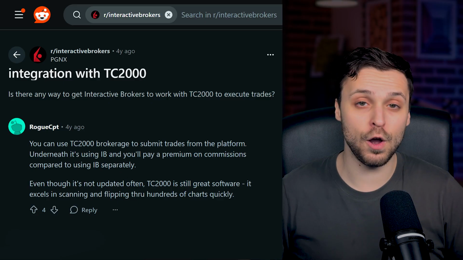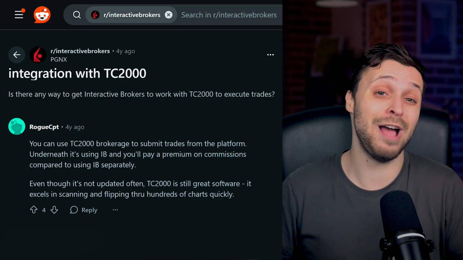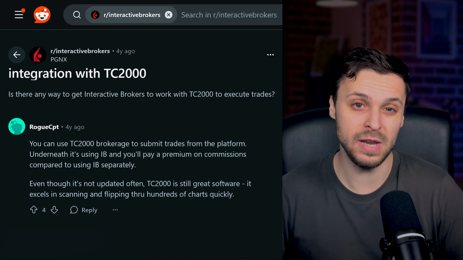This seamless flow from scanning a setup to analyzing it to placing the trade is where TC2000 truly shines for an active trader. It's all in one place. It's built for speed. And the experience that people have talked about, their user feedback, really confirms this hands-on.